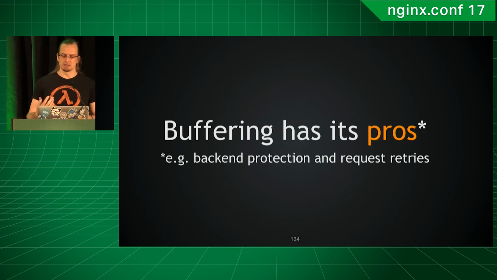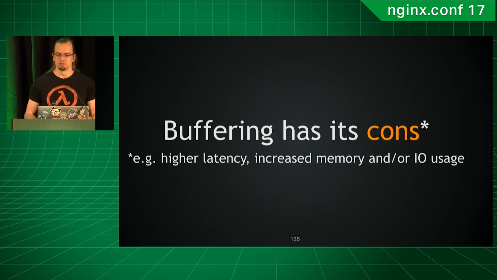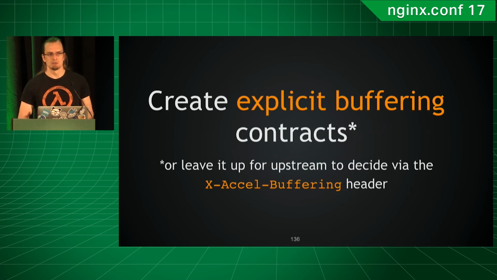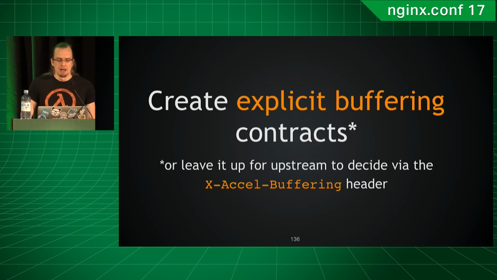So buffering has its pros, for example, backend protection. It also can retry requests. On the request side, when you have full requests, you can actually retry against multiple backends in case one request fails. Buffering also has its cons. For example, it will increase latency. It will also increase memory and I/O usage. So here you need to decide statically at config generation time what you want to buffer and what not.